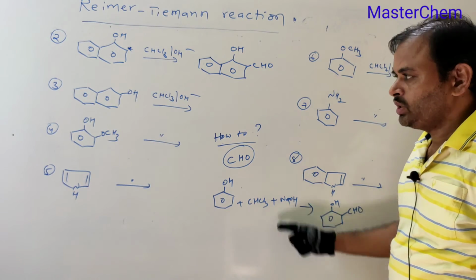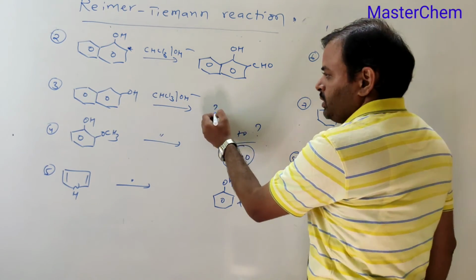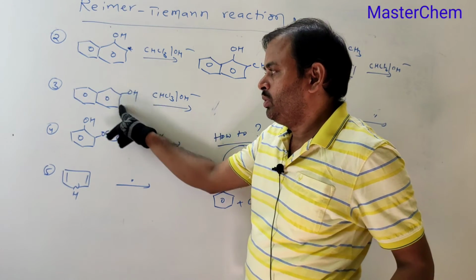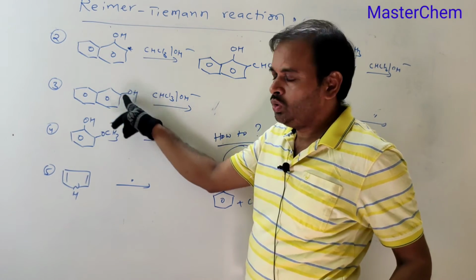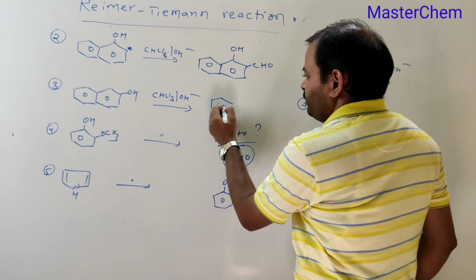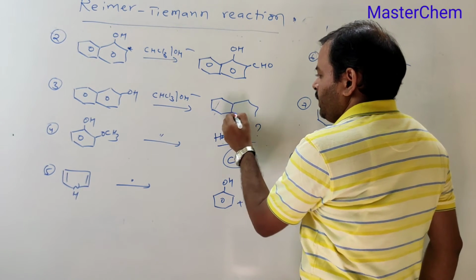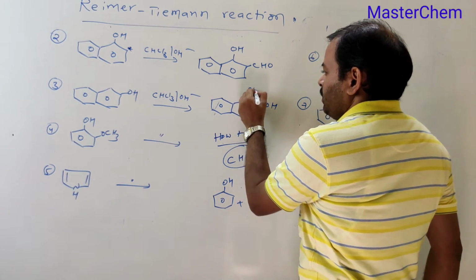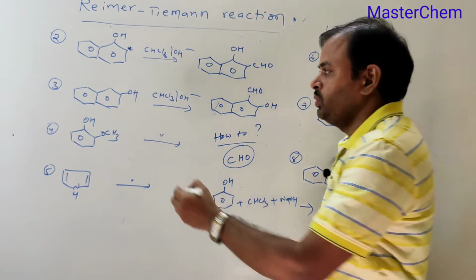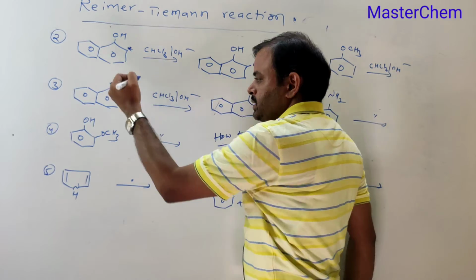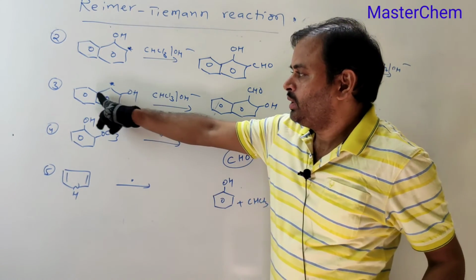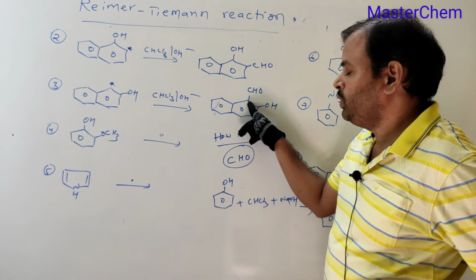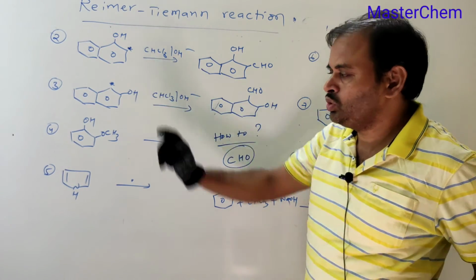This is the product. Write the product for this reaction. Here, in the OH group, two positions are available. These two are ortho positions only. As it is closer to the ring, place CHO at this place. At this ring there is no crowding. That's why you can place CHO here. This is the ortho position.